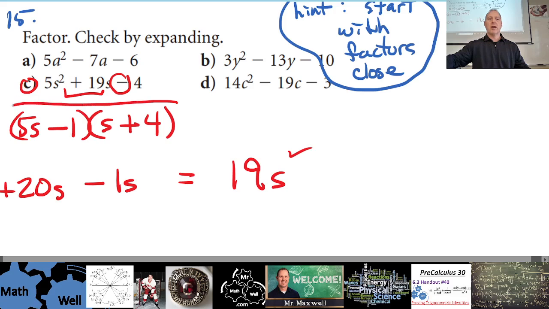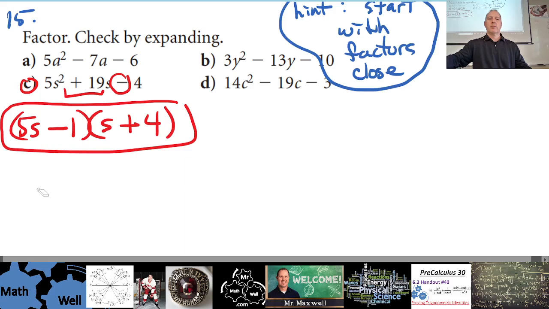And this thinking process will start to go fairly quickly for you. It will, I promise. Okay, one more. Let's do one more here.